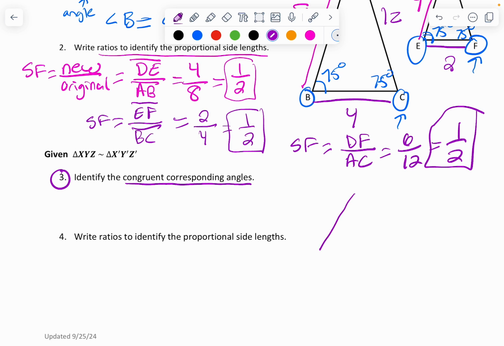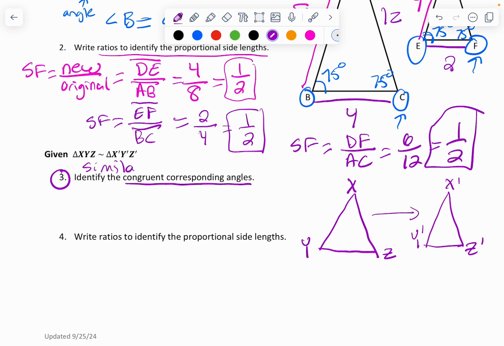So I'm going to draw a triangle. And I'm going to say X, Y, Z. Then I'm going to draw, it can be bigger or smaller. Maybe a smaller one. We'll do a reduction. X prime, Y prime, Z prime. Okay? And I'm just going to draw an arrow like that just so I know that's what it's similar to. So whatever they put first is my original, or where I start. Whatever it has after is where I end.